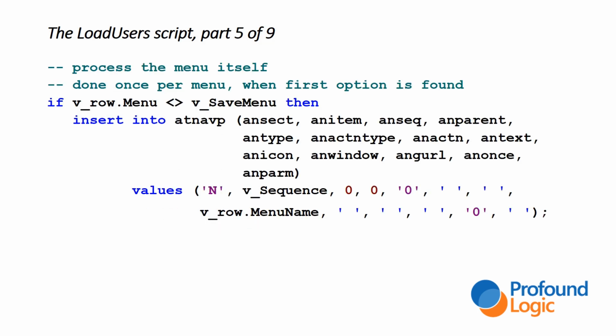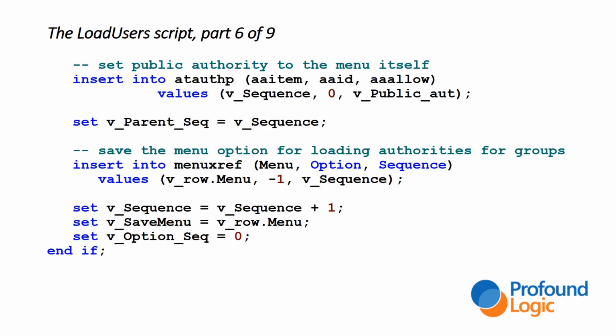Set the menu up as a navigation item. AUTHP is the authorities file. I tell Atrium that no menu has public authority. Unless I grant authority to a user, that user will not see this menu in the Atrium navigation pane.